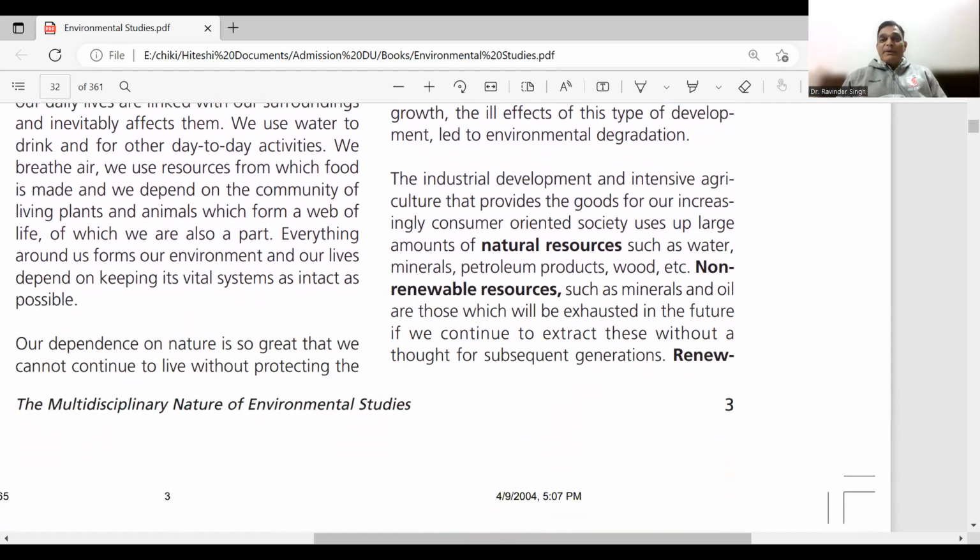The industrial development and intensive agriculture that provides the goods for our increasingly consumer oriented society uses up large amounts of natural resources such as water, minerals, petroleum products, wood, etc. Non-renewable resources such as minerals and oils are those which will be exhausted in future if we continue to extract these without a thought for subsequent generations.